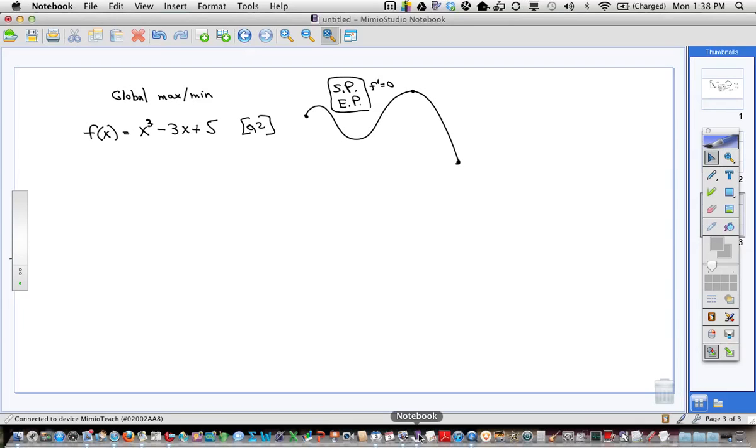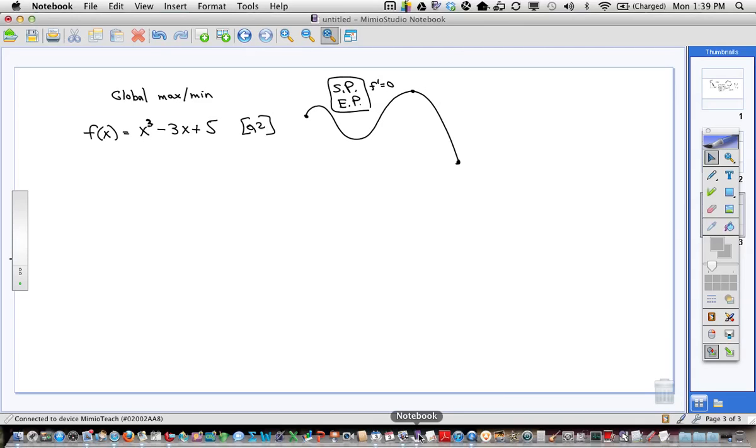And we need to then plug those in where? Into the original. This is where we're going to plug them into the original, because we want to know what the highest value of f is and what the lowest value of f is. So we're going to actually be plugging these back into the original.